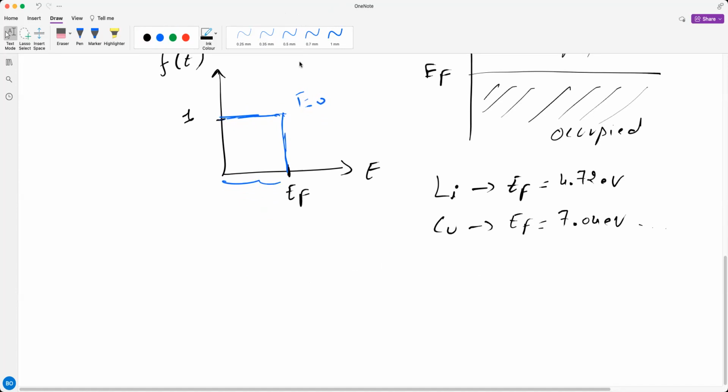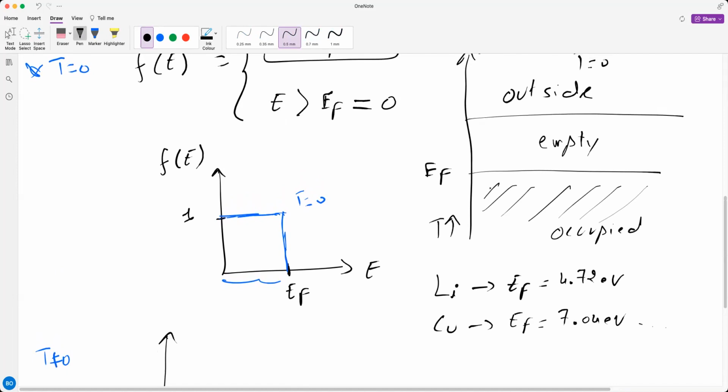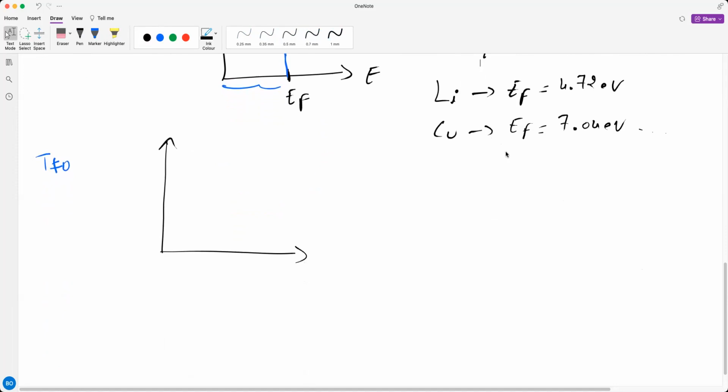Okay, so now what if T is different than 0? You can do this by calculation, but you can easily see that if I increase the temperature, some of the electrons will have enough energy to jump. Which means the probability of occupation in the occupied area will start to decrease, and the one above will start to increase. So this is at T equals 0, the probability of occupation versus the Fermi energy and the energy.